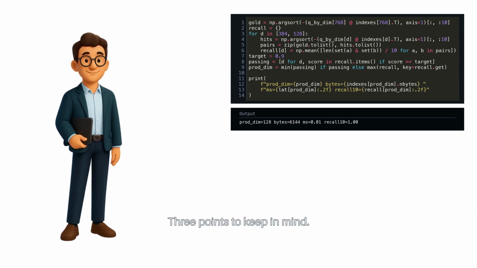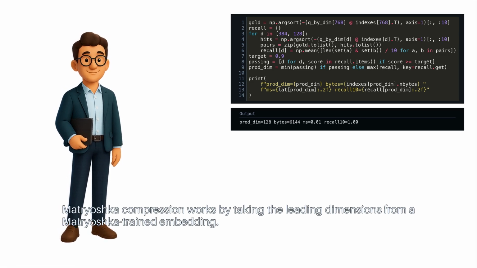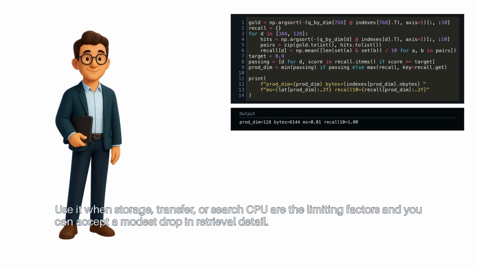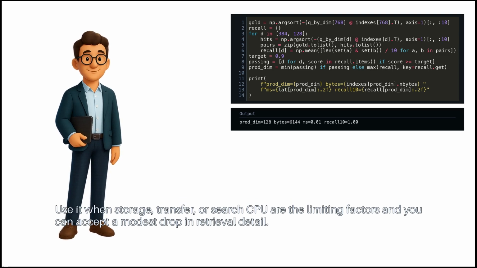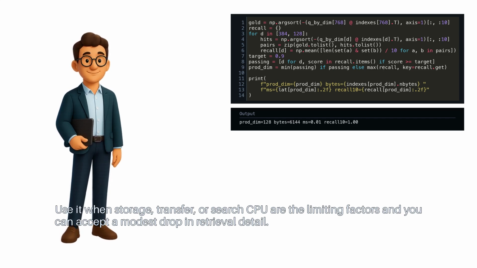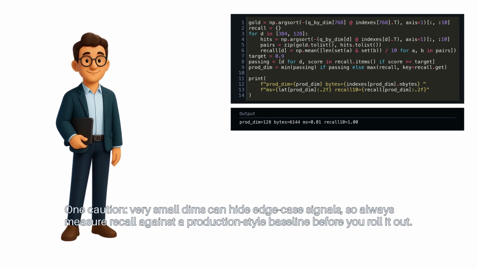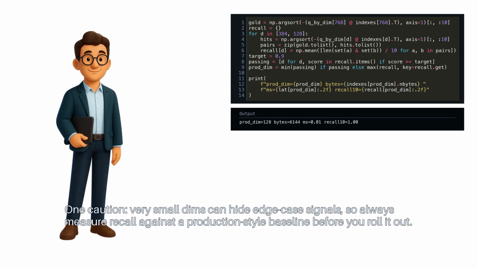Three points to keep in mind. Matryoshka compression works by taking the leading dimensions from a Matryoshka-trained embedding. Use it when storage, transfer, or search CPU are the limiting factors, and you can accept a modest drop in retrieval detail. One caution: very small dims can hide edge case signals, so always measure recall against a production-style baseline before you roll it out.